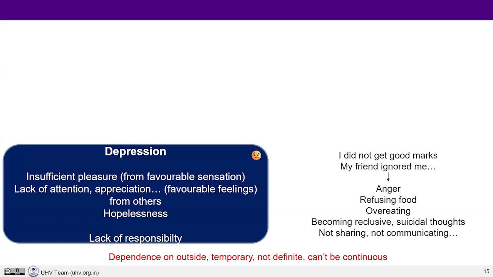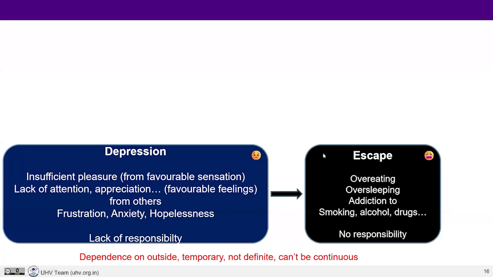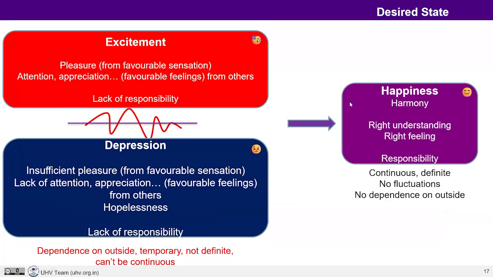We have also tried to add some emojis here to make it more friendly to the student who is listening to this content. So what do I do next? There I was trying to indulge, here I try to escape. So I go for overeating or oversleeping, or I may again switch to alcohol, smoking or things like that. So this kind of possibility is there.